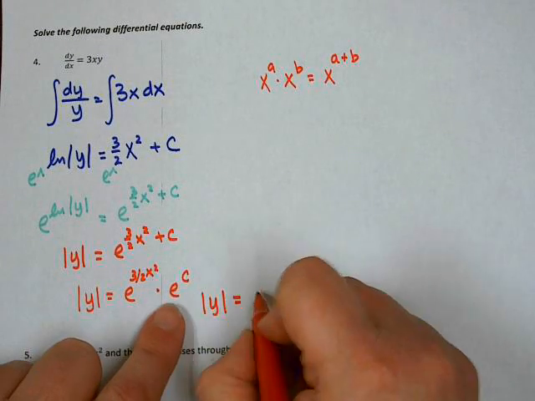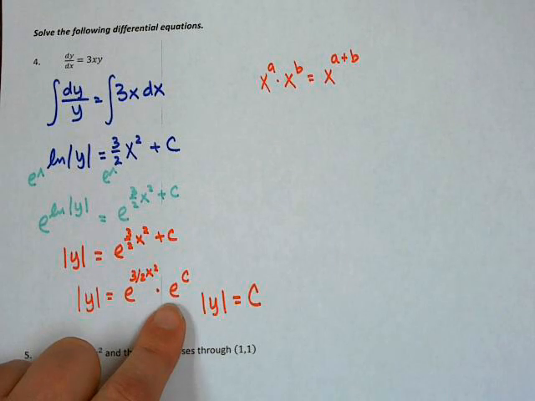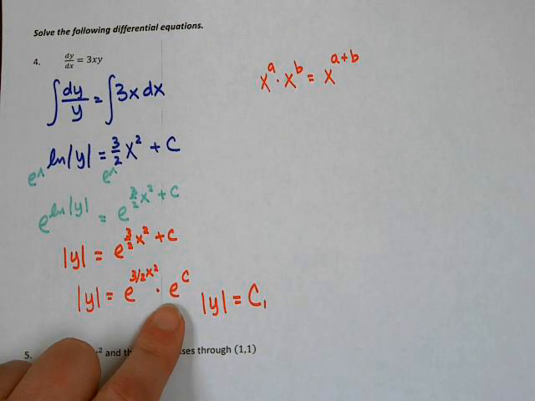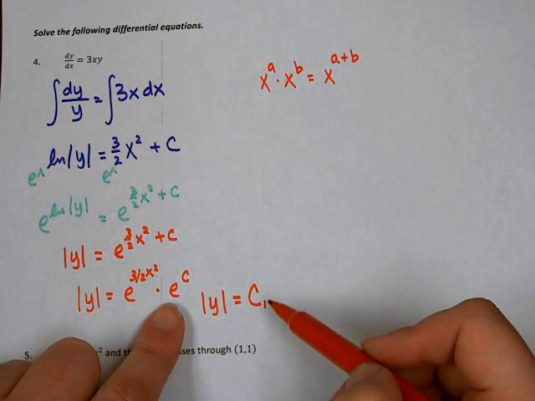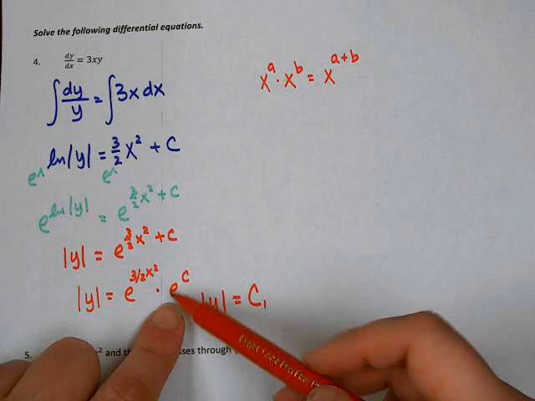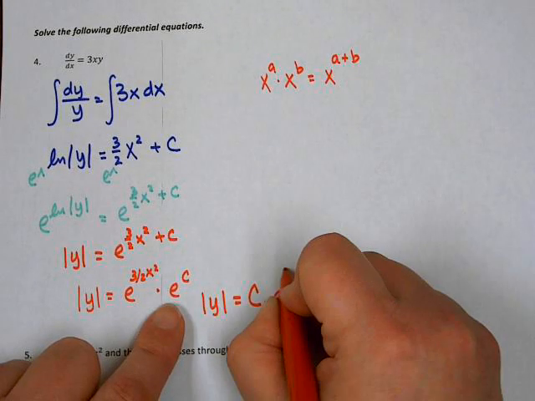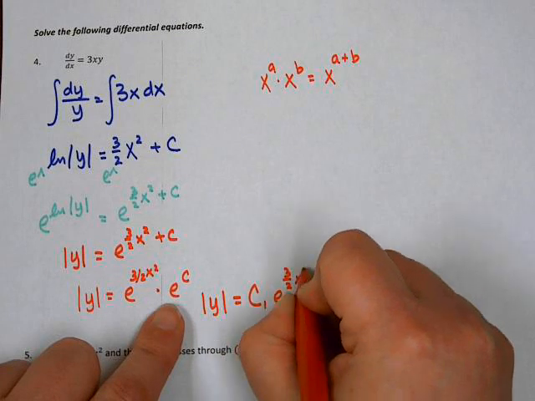So we're going to keep going, and now the absolute value of y is equal to, I'm just going to turn that into another c. It's just a constant. Sometimes people might write this as c1. I usually don't, I just leave it as c, but just in case you see that, it just means that it's a constant and it's different than this one. Okay, and then we have e to the 3/2 x squared.